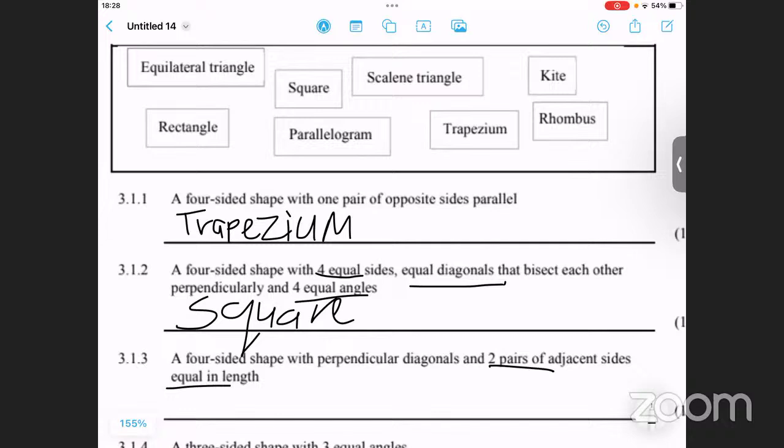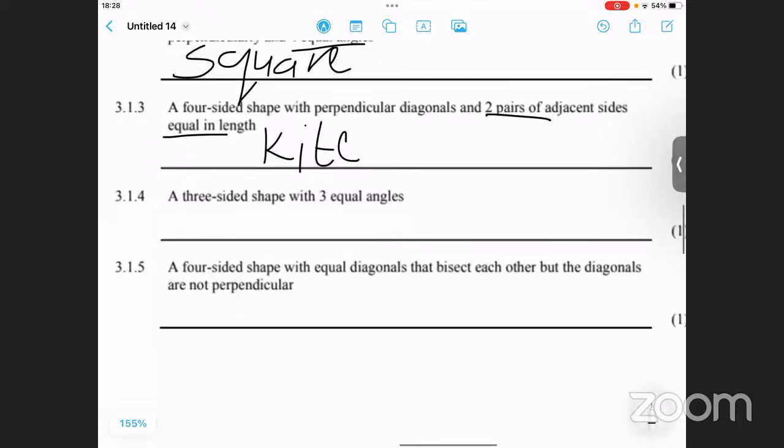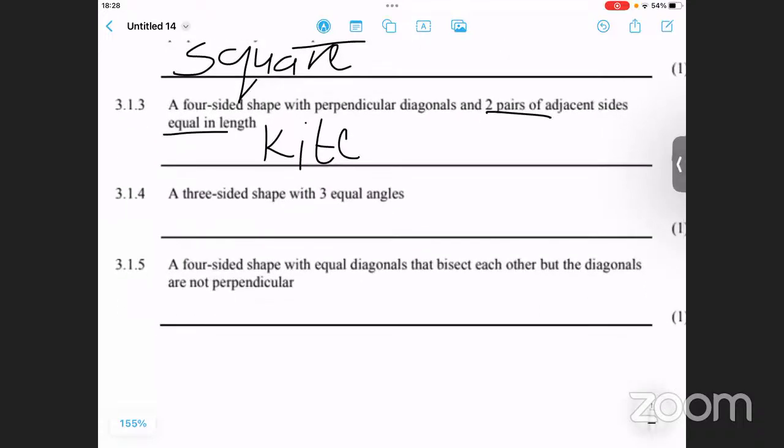Yes, it is a kite, guys. Remember that the two pairs of adjacent sides of a kite are equal in length, okay? So it is a kite. The correct answer here is a kite, all right? And let's look at number 3.1.4.